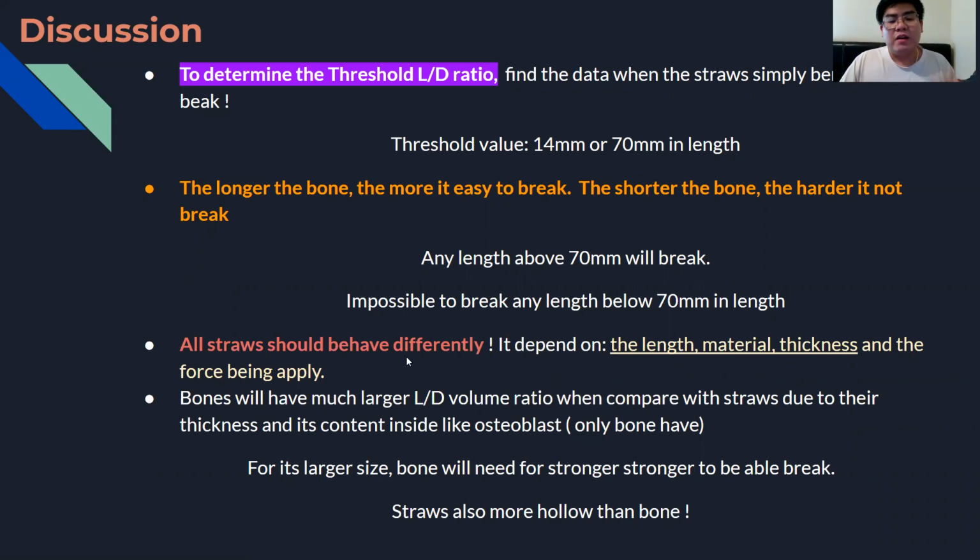Also, I noticed all straws behave differently. They depend on length, material, thickness, and the force applied to the straw. The bone will have a larger L/D ratio, so compared to the straw, it's much different. Because of the thickness and their content inside, they have osteoblasts, so the bone is thicker compared to the straw, and the bone is stronger, so it is harder to break. A straw is thinner and more hollow, so it breaks easily. So comparing the bone and the straw, there is a huge difference. They're not the same.